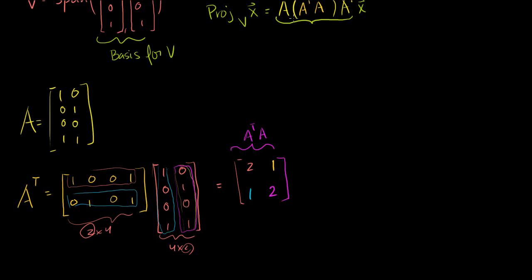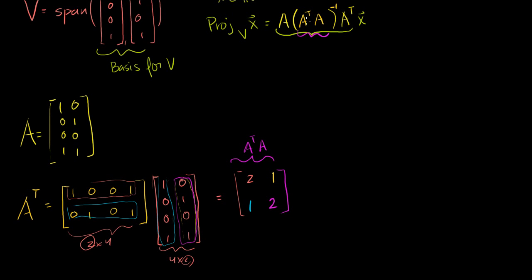But that's not good enough. We need to figure out what the inverse of A transpose A is. This is A transpose A, but we need to figure out A transpose A inverse. So what's the inverse of this? So let me write it here. The inverse, A transpose A inverse, is going to be equal to what? It's 1 over the determinant of this guy. And what's the determinant here? The determinant is 2 times 2, which is 4, minus 1 times 1. So it's 4 minus 1, which is 3.